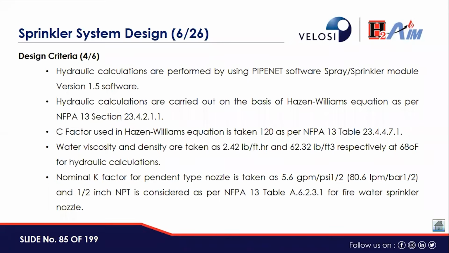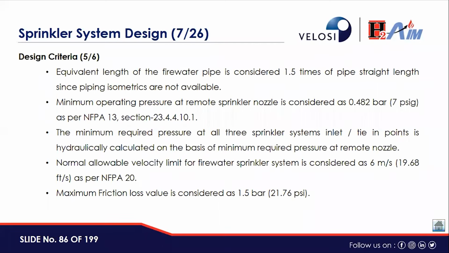Nominal K factor for pendant type nozzle is taken as 5.6 and half-inch NPT is considered as per NFPA 13 table 8.6.2.3.1 for fire water sprinkler nozzle. Then the equivalent length of the fire water pipe is considered as 1.5 times the pipe's straight length, since piping isometrics are not available at that time. Minimum operating pressure at the remote sprinkler nozzle is considered as 0.4 bar as per NFPA 13.